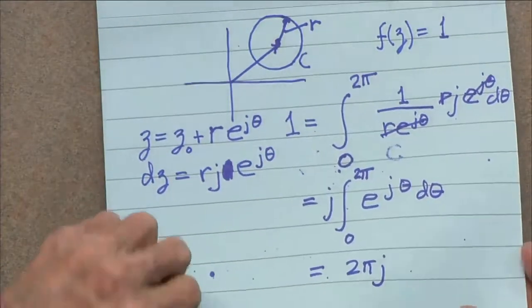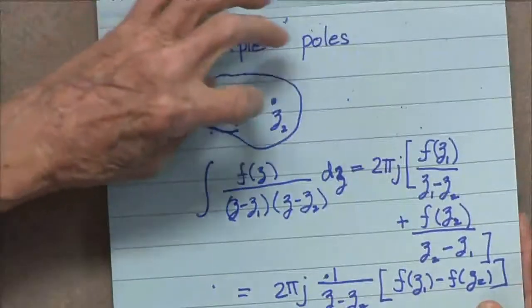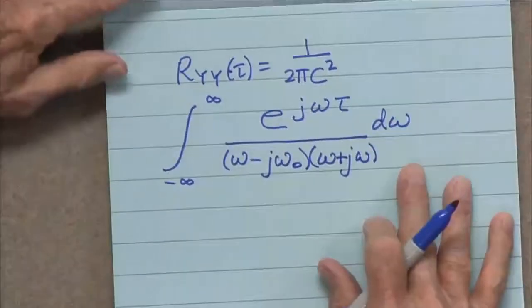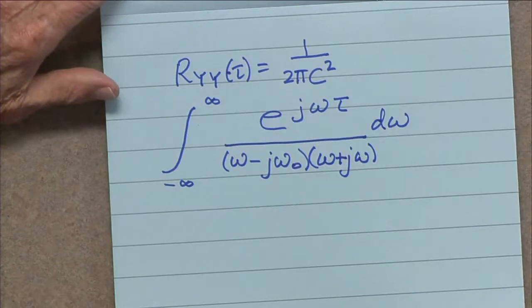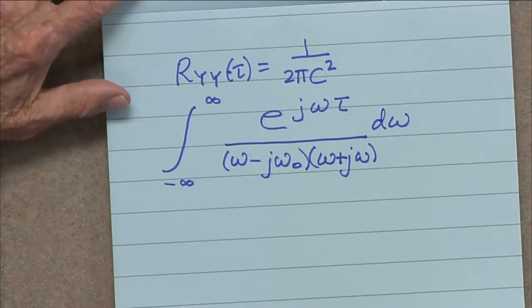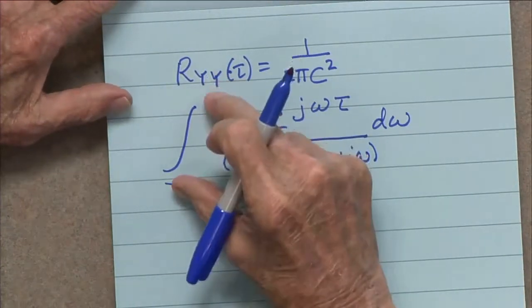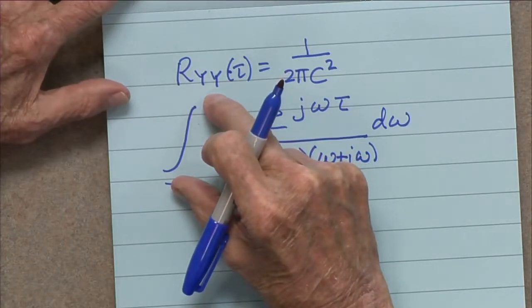We have two poles, right? We're working with two poles. Okay, but what's the contour? This integral is along the omega axis.